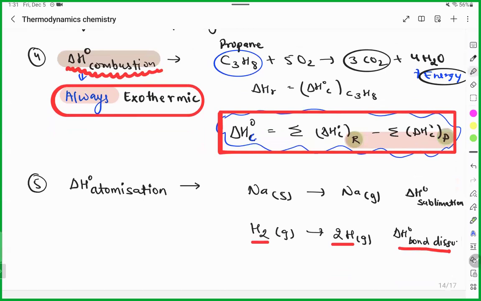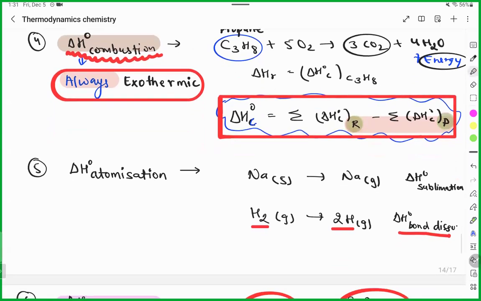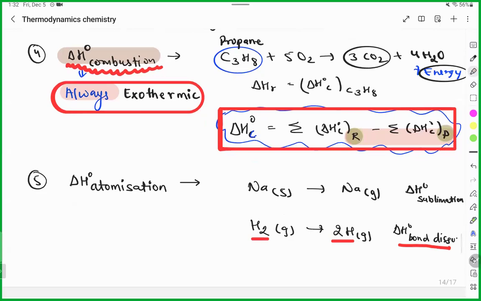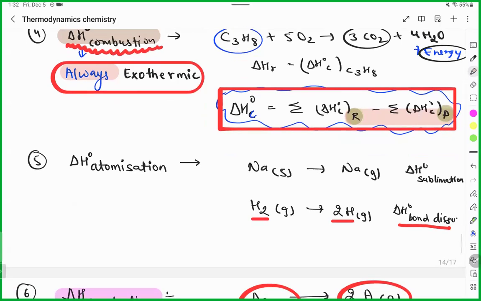Reactant minus product. So how did 5 O2 come? We have to balance it. C3H8 plus O2 gives 3 CO2 plus 4 H2O. Now check your oxygen on the right-hand side. The number of oxygen on the right-hand side: 3 times 2 is 6, and 4 times 1 is 4. So 6 and 4 is 10. So you need 10 oxygen. Understood? So only in two situations it is reactant minus product, combustion and bond dissociation.